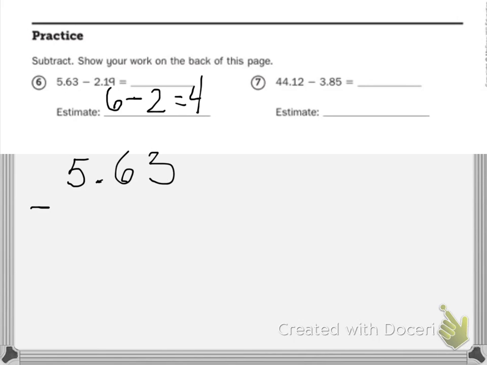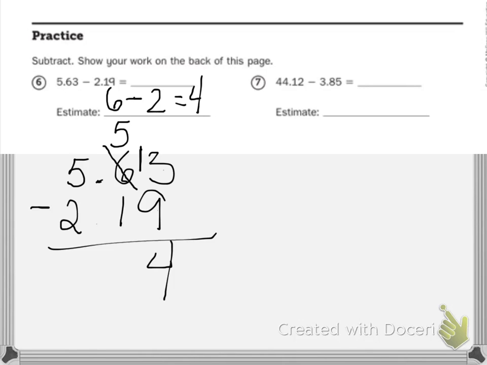I'm going to rewrite my problem vertically so it's easier. 3 minus 9. I know I can't do it, so I borrow from the 7. My 3 turns into a 13, and my 6 turns into a 5. 13 minus 9 is 4. 5 minus 1 is 4. And 5 minus 2 is 3. Do number 7 on your own.